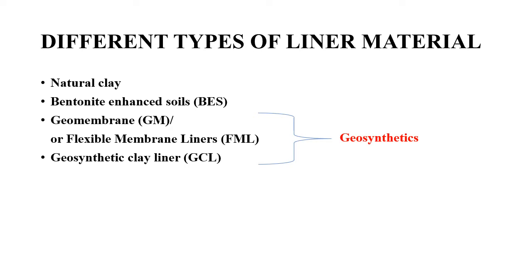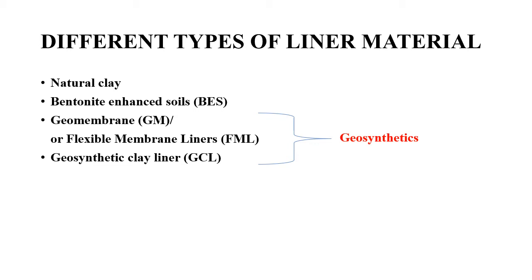Other than clay, we can also go for something called a bentonite enhanced soil, where we can select any naturally available soil. It doesn't have to be a clay soil. It can be any naturally available soil. And to this soil, we can add bentonite, which will enhance the properties of this soil to the requirements of a liner material. Okay, so that is what is called a bentonite enhanced soil.